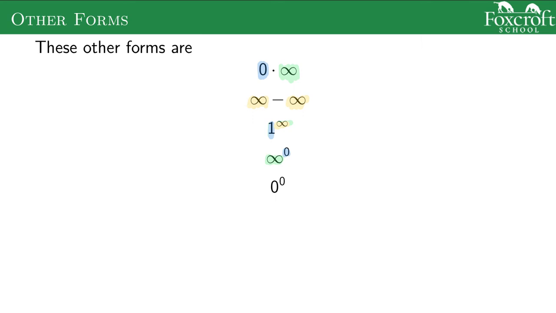And the last one, 0 raised to the 0. Again, 0 raised to anything should be 0 because 0 is a really small number. But anything raised to the 0 power is 1. So one's going towards 0, one's going towards 1. Which one's going to win? We don't know. We've got to do something to figure that out.